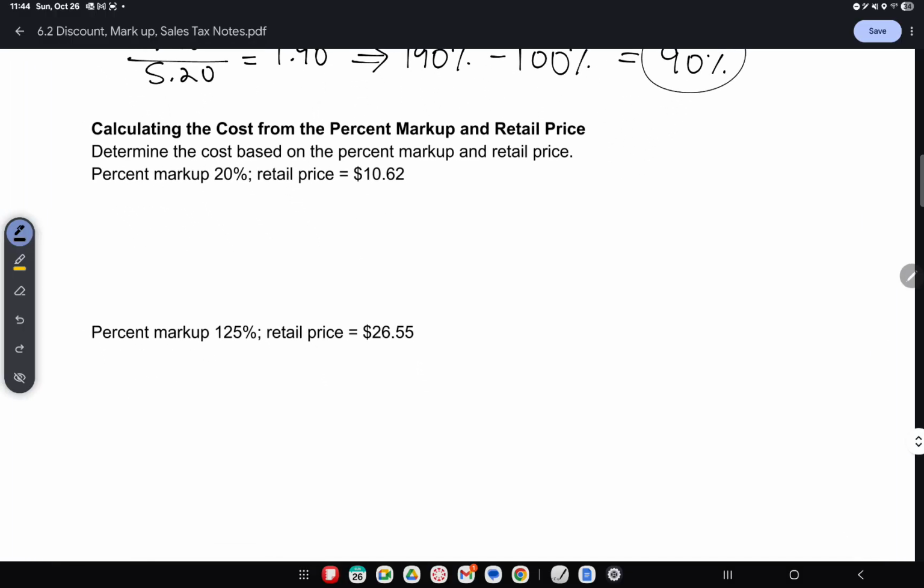I determine the cost based on the percent markup and the retail price. So to find this, we are going to do the retail price and divide it by 1 plus the percentage. In this case, the retail price is $10.62, and we're going to divide it by 1 plus the percentage. The percentage is 20%, so as a decimal, that is 0.2. So we will do 1062 divided by 1.2, and that's going to give me 885.